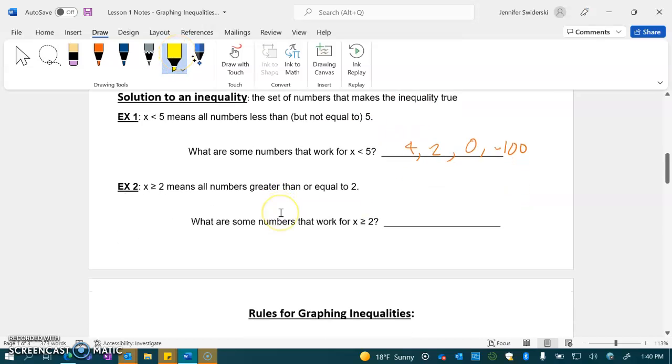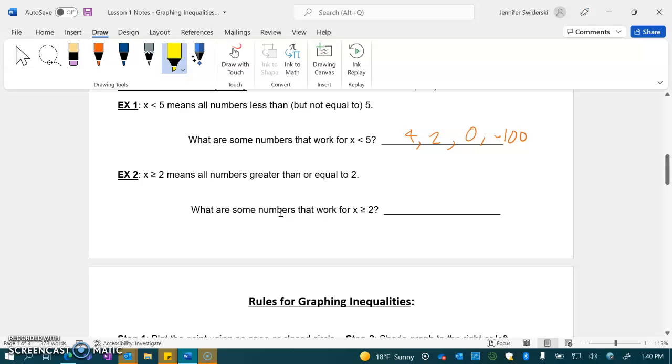For number 2, we have x is greater than or equal to 2. That means all numbers greater than, here's the key part, or equal to 2 would make the statement true. So when we see that bar, because it's greater than or equal to, 2 is also a solution because 2 is equal to 2. What are some other numbers that would work for this statement? Well, anything bigger than 2: 3, 5, 9, 120, and so on and so forth.